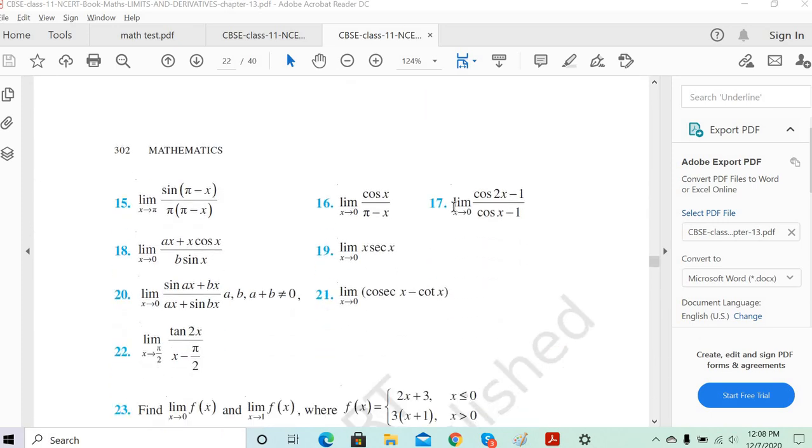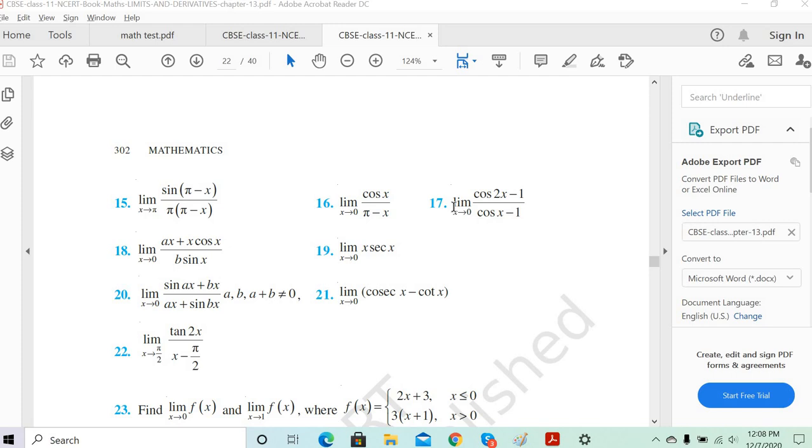Cos 2x minus 1 over cos x minus 1. Right? Now here, how do you apply the sin x formula? Let's try to do that. We also need to apply the sin x formula. So cos 2x minus 1. You remember the cos 2x formula? Cos 2x in terms of sin x will be 1 minus 2 sin square x. Correct? And cos x can be written as 1 minus 2 sin square x by 2.